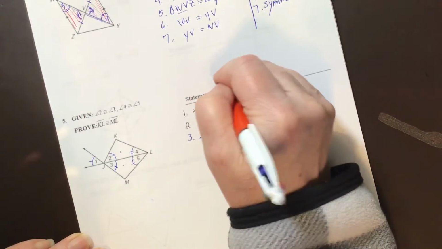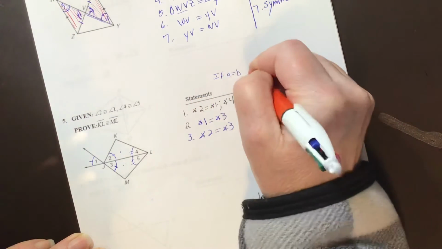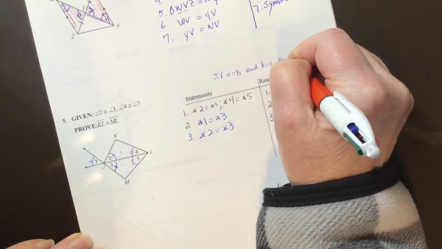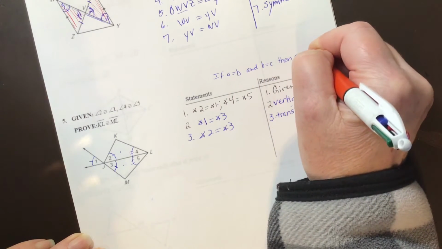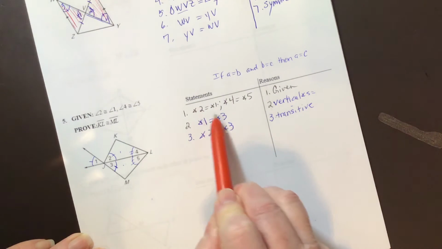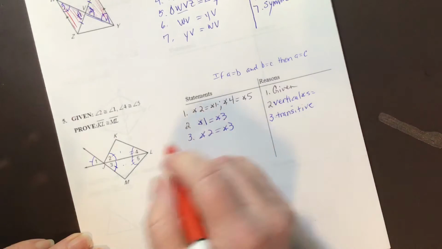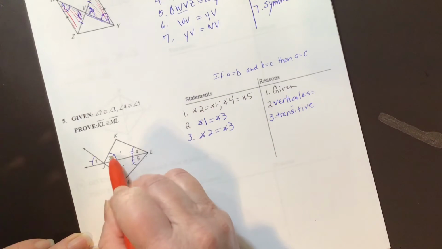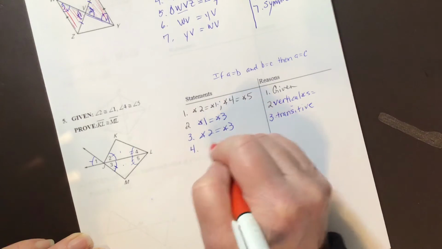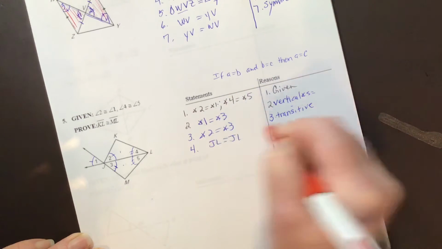Remember, transitive says if A equals B and B equals C, then A is equal to C. So can you see how that works here? A equals B, B equals C, therefore A equals C. So now we have this pair of angles equal, this pair of angles equal. I can say that JL equals JL by reflexive.